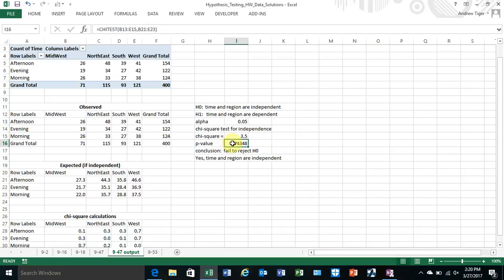If that number is really small, we would reject, but it's not. It's big, so we fail to reject the null hypothesis, and we do not have evidence that they are related, so we're going to assume that they are independent.